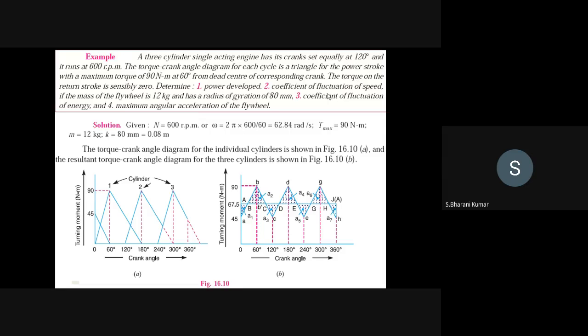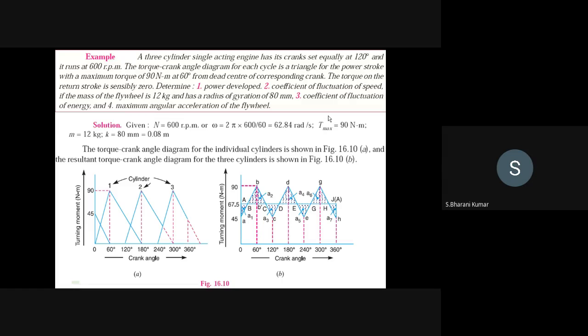Work done per cycle is the area of the three triangles. So three times half into B into H, the triangle formula: area of a triangle is half into B into H. Here B equal to pi and H equal to 90. Pi is 0 to 180 degree. So for three triangles, 3 into 1 by 2 into pi into 90, that is 424 Newton meter.